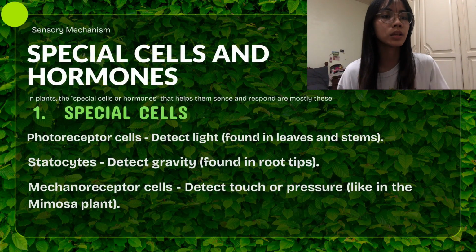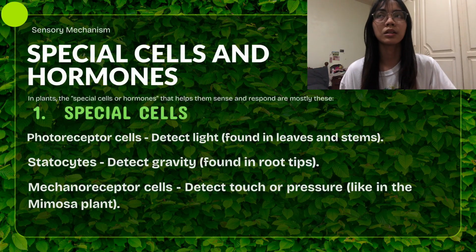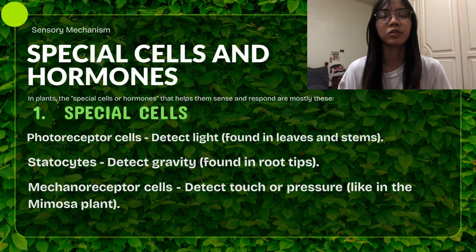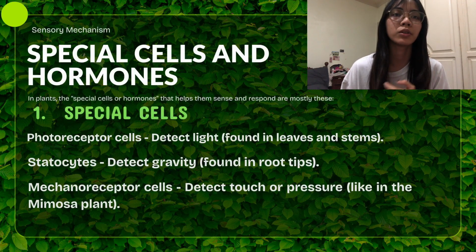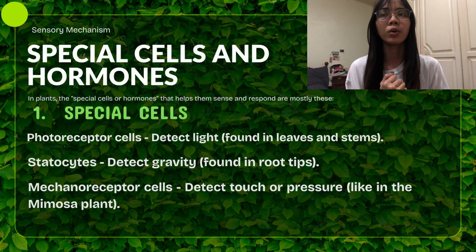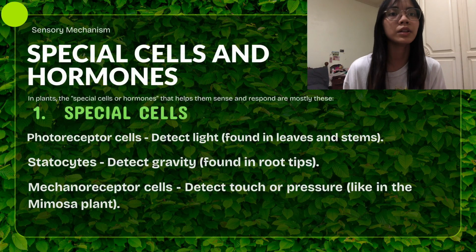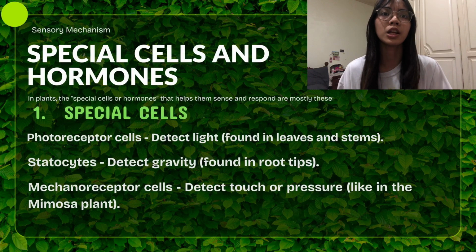The next one is the mechanoreceptor cells. Mechanoreceptor cells detect touch and pressure, like in the mimosa plant. The mimosa plant has mechanoreceptor cells, so when something touches them, they will act upon it because the receptors send the signals to the plant cells so that they can interpret it.